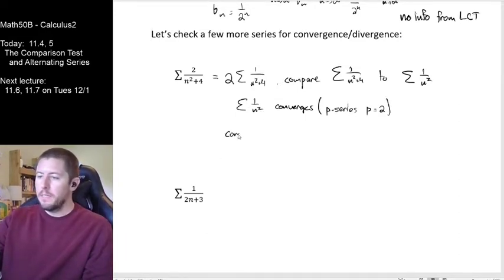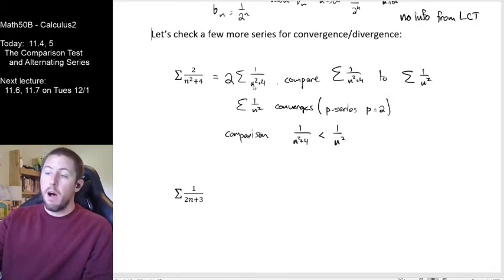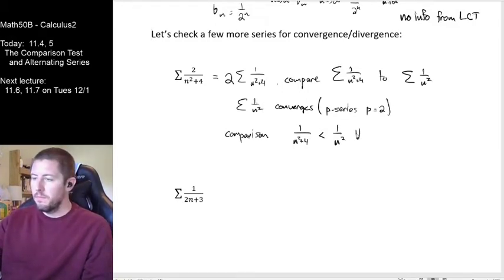The comparison is, what do we have here? Well, 1 over n squared plus 4. Notice that all of these denominators are larger than the denominators associated with 1 over n squared. So every single term in this infinite sum is smaller than its comparative term in this known convergent sum. Therefore, we must also converge. So by the comparison test, the sum of 1 over n squared plus 4 converges.